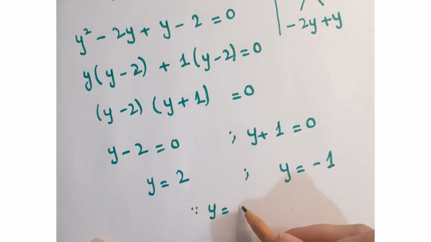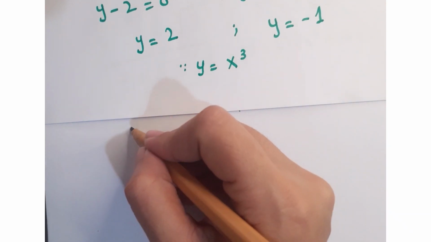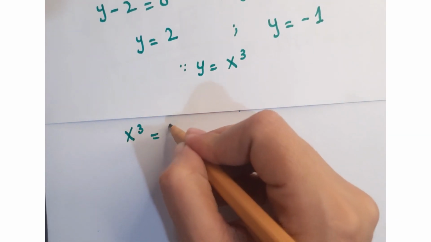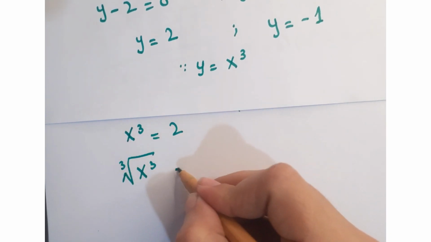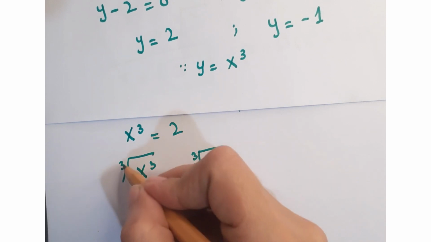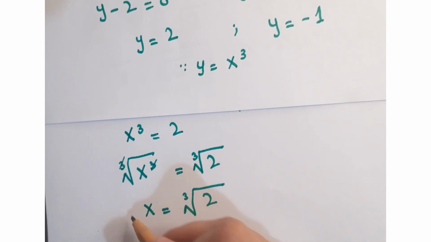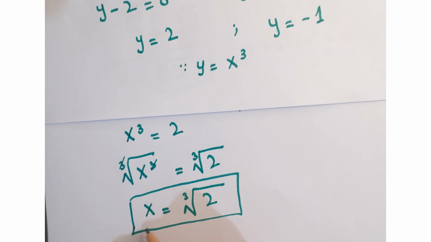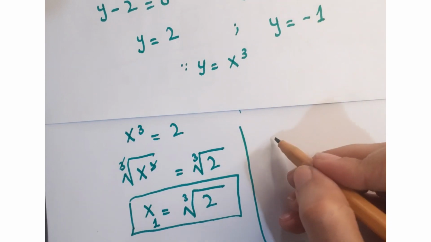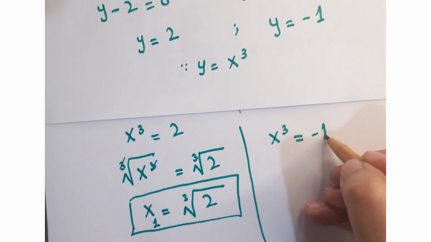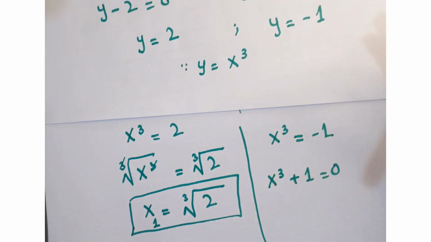Since y is equal to x cube, substituting this here, we get x cube is equal to 2, right? Now taking cube root on both sides, the 3 gets cancelled, so we have x is equal to cube root of 2. Now this is one solution of x. Now here you can see, if we substitute this assumption, that is x cube is equal to minus 1, further you can write this as x cube plus 1 is equal to 0.